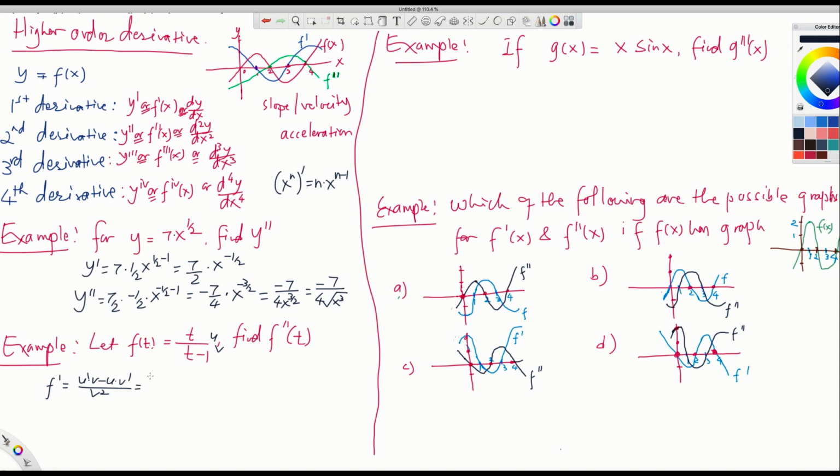So how does that look? It will be u prime is 1 times v is t minus 1, minus u is t times v prime. The derivative of t minus 1 is just 1, right? Divided by t minus 1 square.